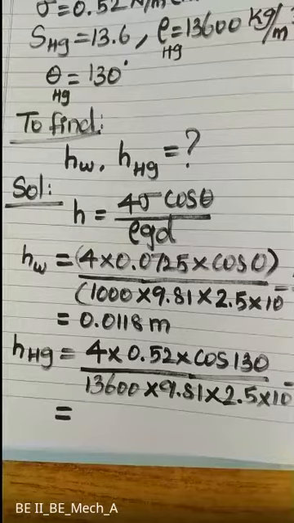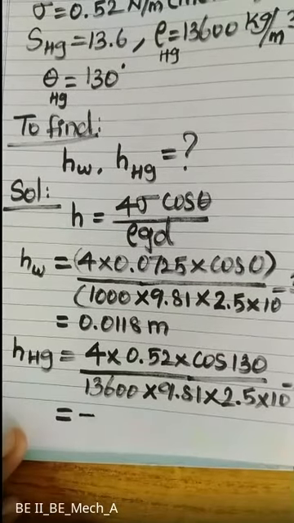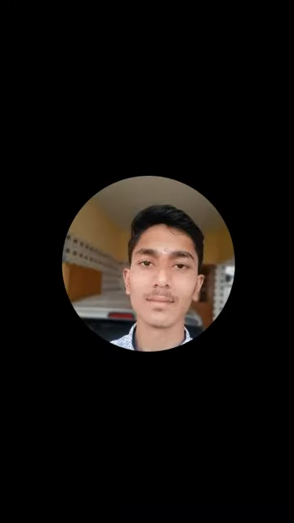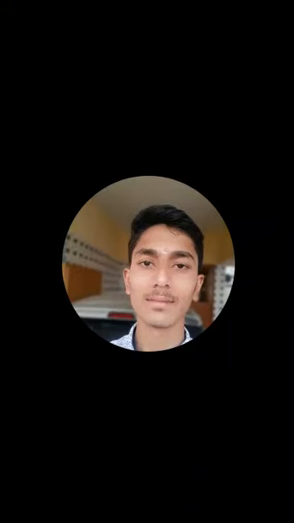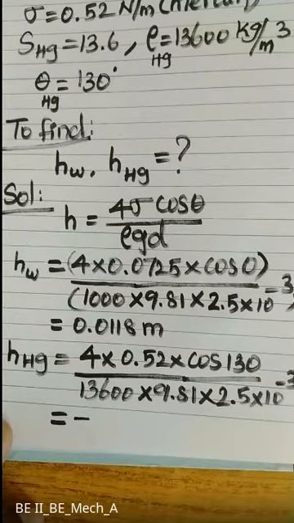Sir, for cos 130, we should put cos 130 in the calculator, sir? Yes, you have to use cos 130. Sir, minus 1.6. Minus 1.6 is wrong. Minus 4.0085 into 10 to the power minus 3. It is also a wrong answer.